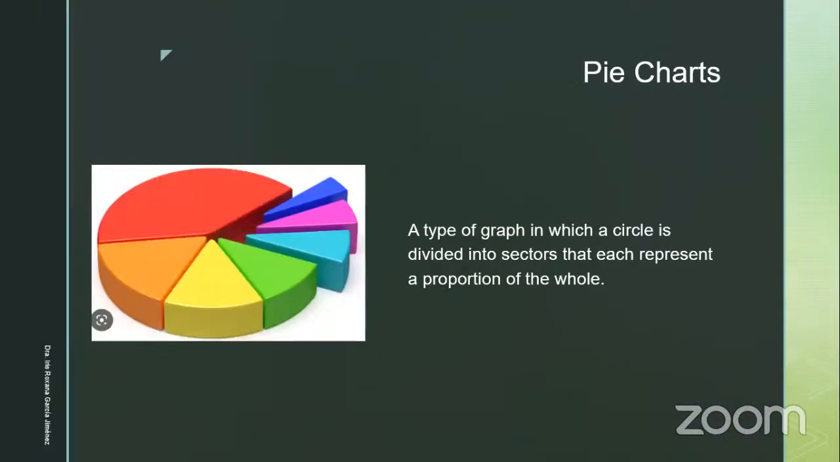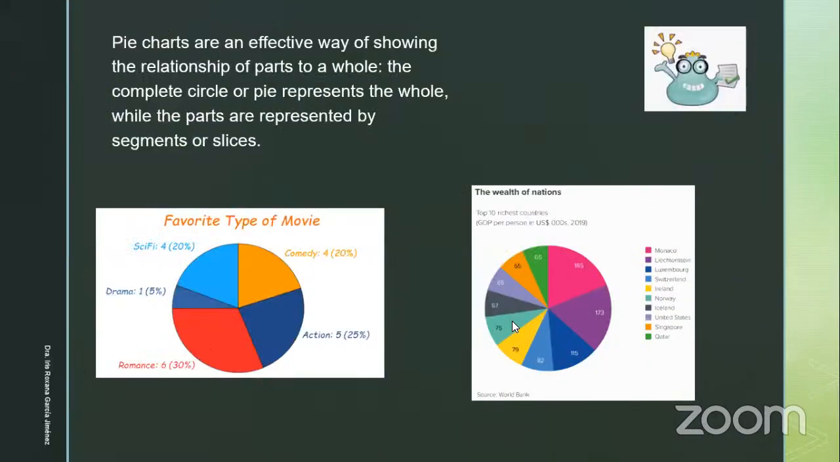Then we have the pie charts, very common, very useful. Of course, in color they are the best. It's a type of graph in which a circle is divided into sectors that each represent a proportion of the whole. We know it like slices of a cake. Easy, we all have the experience of reading this.